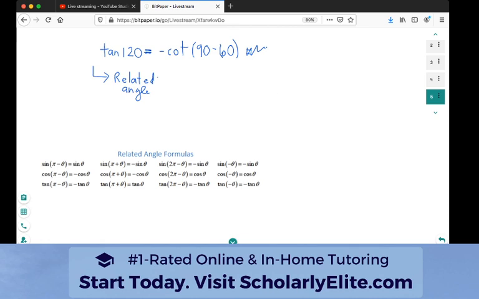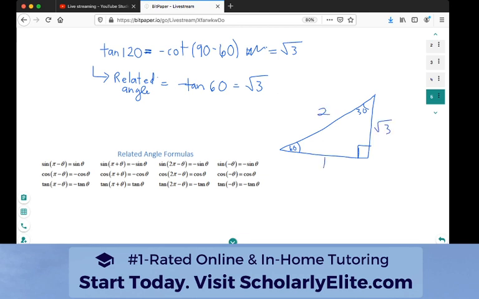So this here, the related angle, is going to be negative tan 60, which is root 3. And we know that based on our triangle. So we've got 60, 30, 2, root 3, 1. So tan of 60 is the opposite over the adjacent, so root 3 over 1. And in this case, we've got that there.